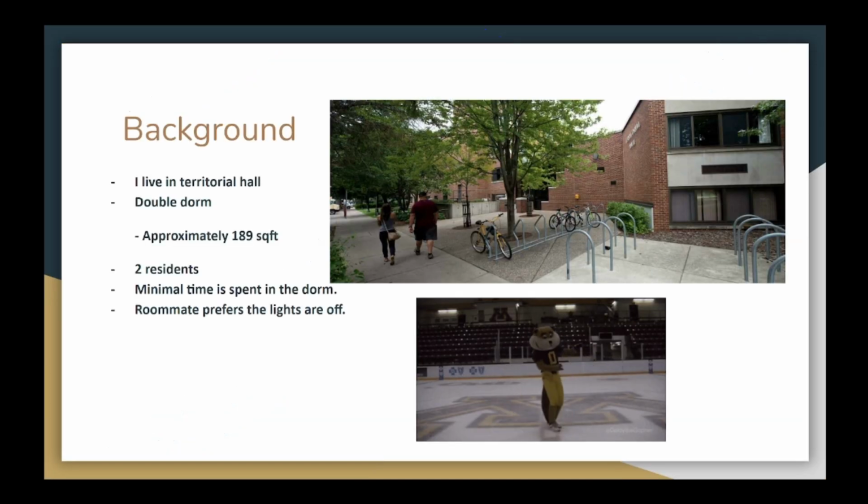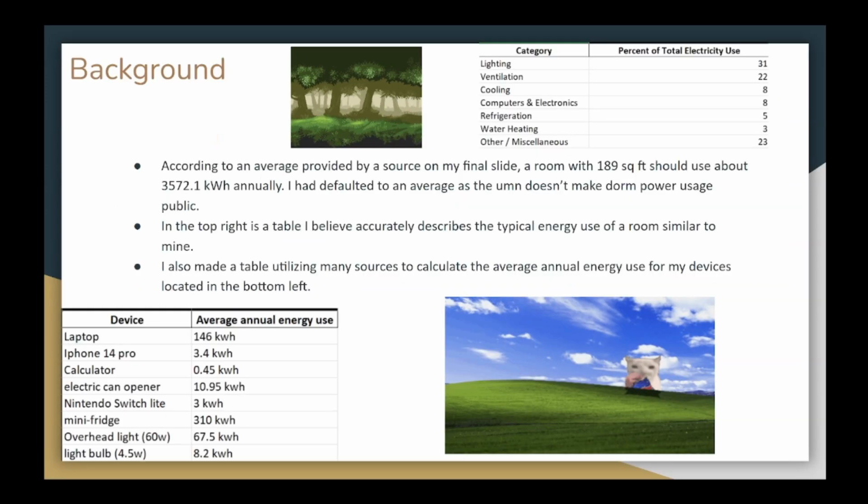Background: I live in Territorial Hall in a double dorm, approximately 189 square feet. There are two residents. Minimal time is spent in the dorm. Roommate prefers the lights are off. According to the average provided by a source on my final slide, a room of 189 square feet should use about 3,572.1 kilowatt hours annually. I defaulted to an average as U of M doesn't make dorm power usage public.